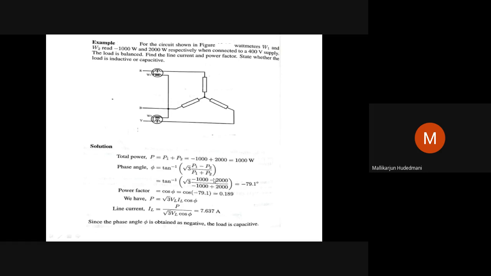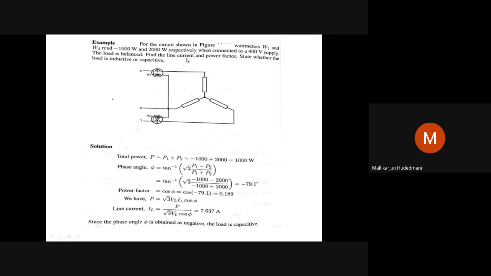When I take tan inverse of this whole term, it becomes minus 79.1 degrees. Therefore, cos of this becomes 0.189. So the total power factor of the circuit is 0.189. Cos of the angle we have to take, and it is lagging. Minus is there. We will see how this angle reflects over here. We have total power equal to root 3 VL IL cos phi. The line current is asked.